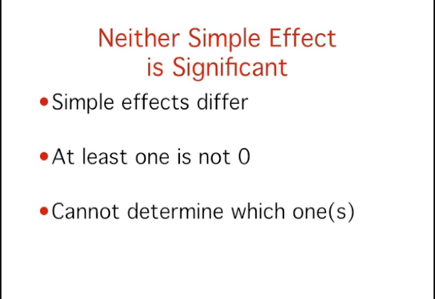Suppose an interaction is significant, but no simple effect is significant. The conclusion should be that the simple effects differ and that at least one of them is not zero. However, no conclusion should be drawn about which simple effect or effects are or are not zero.